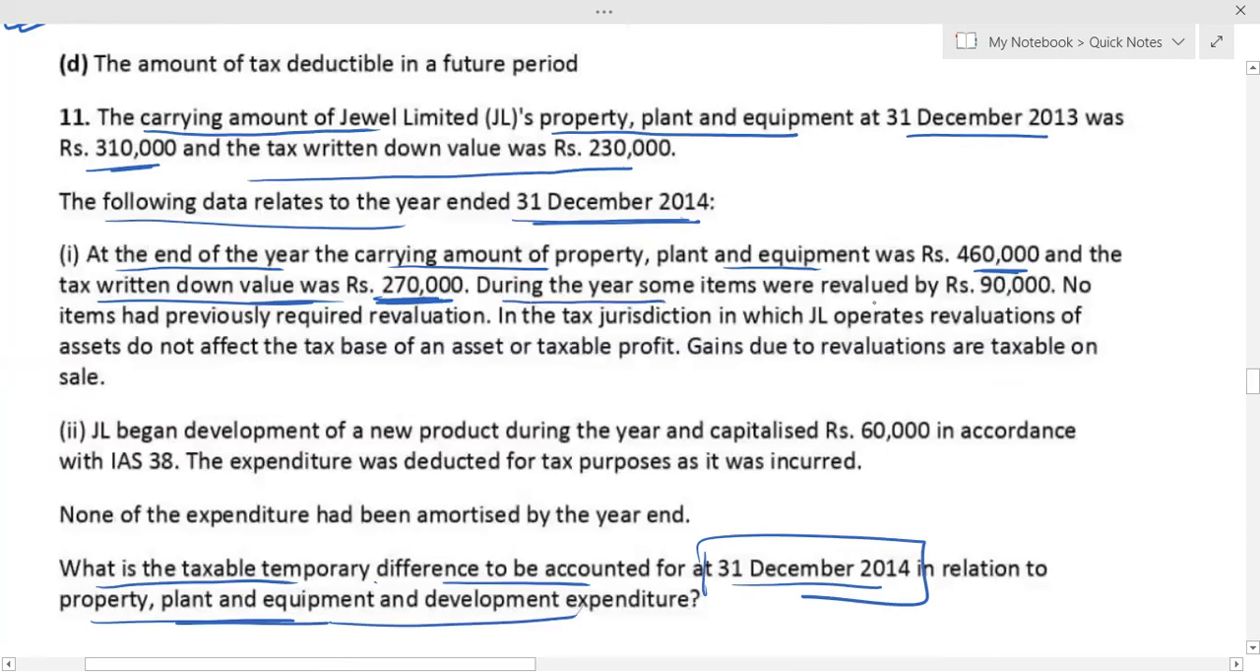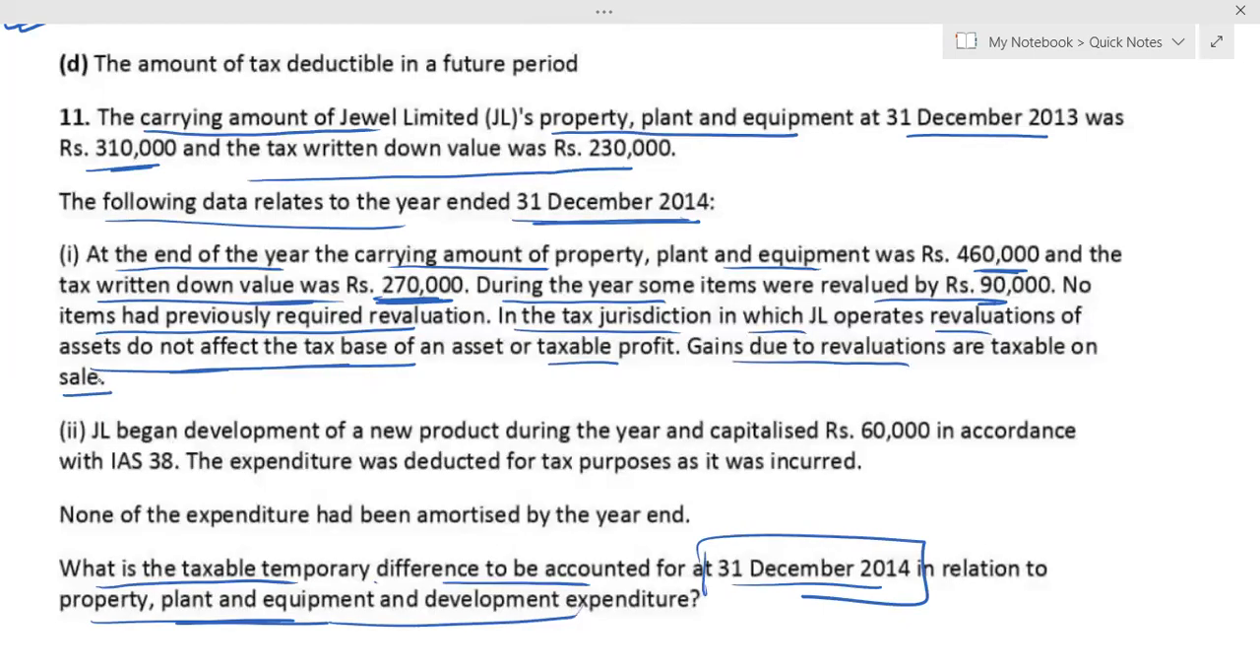During the year, some items were revalued by 90,000. No items had previously required revaluation. In the tax jurisdiction in which JL operates, revaluation of assets does not affect the tax base or taxable profit. Gains due to revaluation are taxable only when you sell. There's no need to do anything relating to this 90,000. They're not saying that we did not record the 90. They're saying some items of property, plant and equipment were revalued, so within this 460, the 90,000 is already included. No need to do anything.